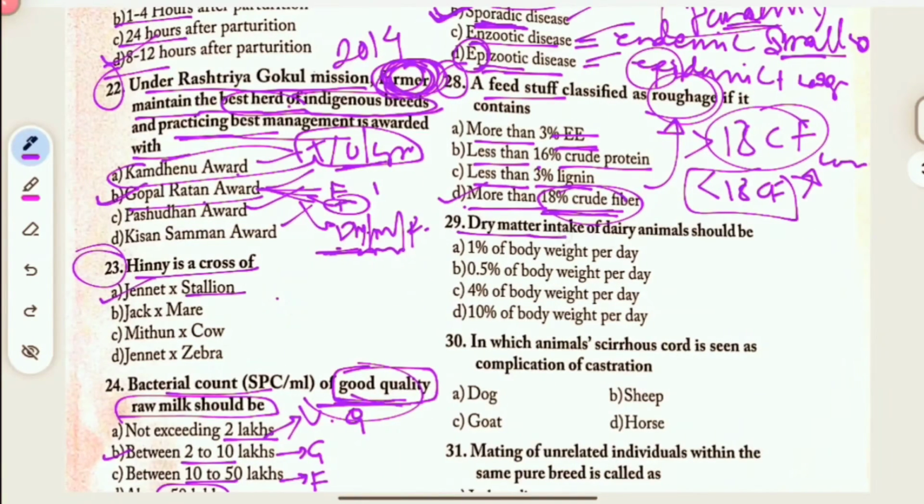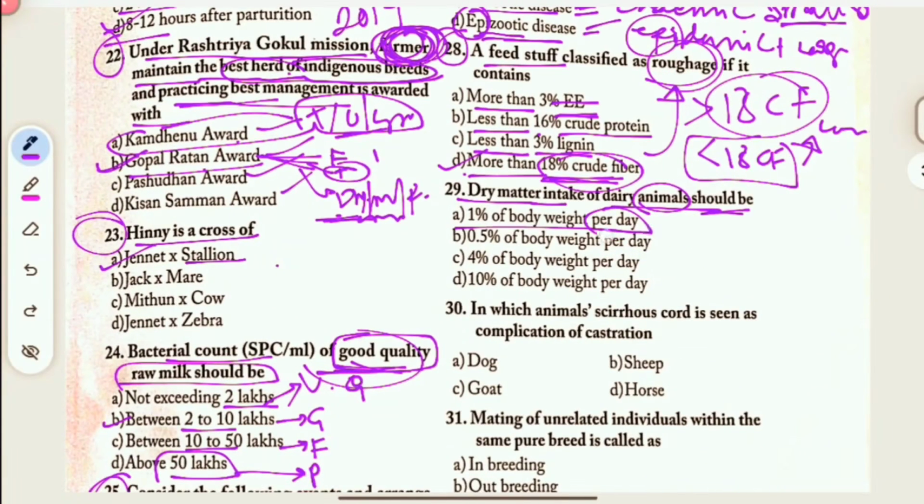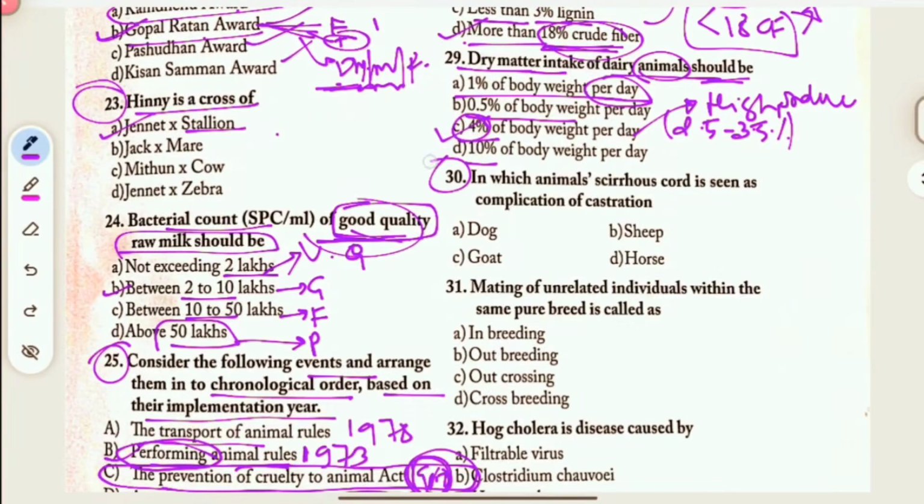Now the dry matter intake of dairy cattle or dairy animal should be 1% of the body weight per day, 0.5, 4, 10. So the correct answer for this question is 4% of body weight per day. The range for dry matter intake in dairy animals is between 2.5 to 3.5%. So this 4% is commonly used in high producing animals. This question number 30 says, in which animals is serous cord seen as a complication of castration? This is a very easy question asked many times. The answer is horse.